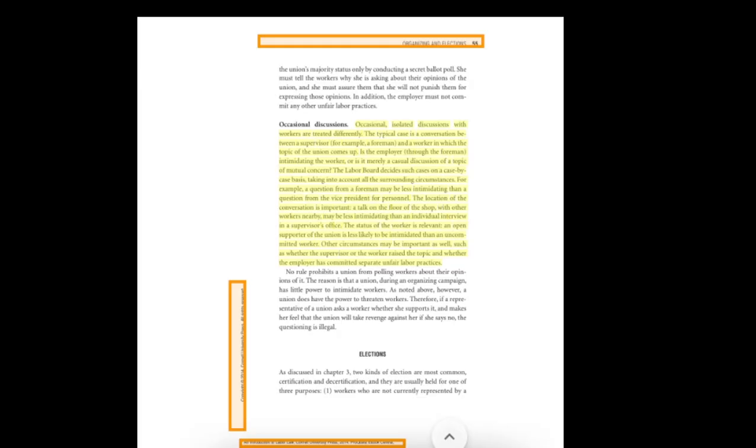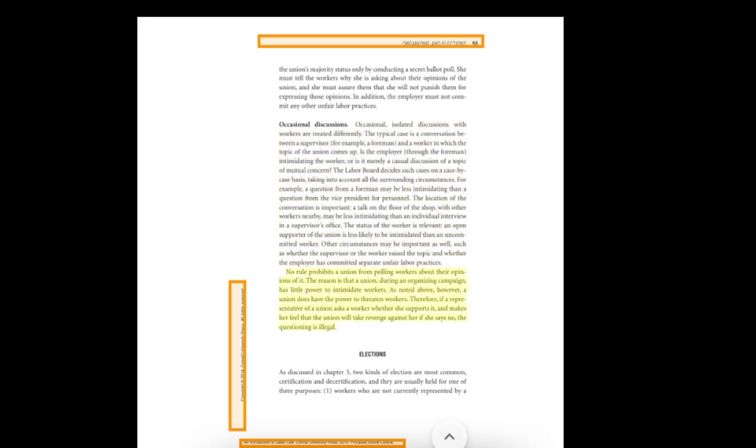For example, a question from a foreman may be less intimidating than a question from the vice president for personnel. The location of the conversation is important. A talk on the floor of the shop, with other workers nearby, may be less intimidating than an individual interview in a supervisor's office. The status of the worker is relevant. An open supporter of the union is less likely to be intimidated than an uncommitted worker. Other circumstances may be important as well, such as whether the supervisor or the worker raised the topic and whether the employer has committed separate unfair labor practices.